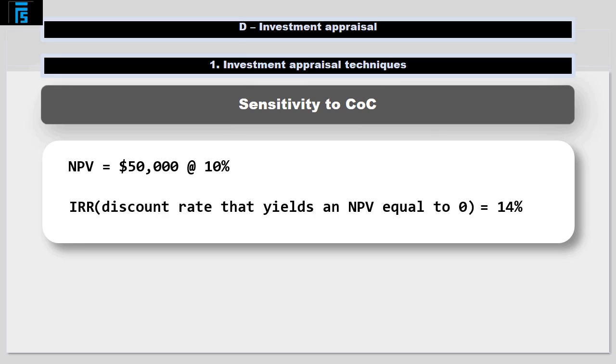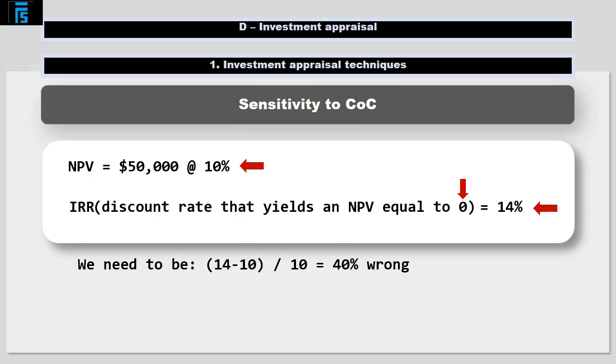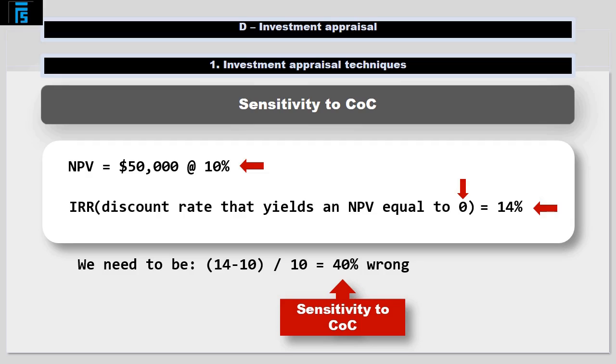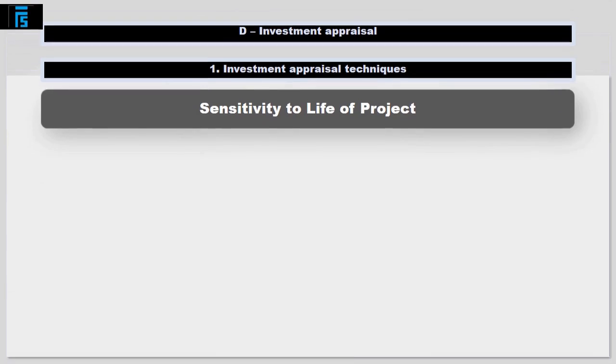This means if our estimate for the cost of capital of 10% turns out to be wrong, it will change our decision if the cost of capital turns out to be 14% or higher, because at that point the NPV equals zero. In other words, we would need to be (14 less 10) divided by 10 equals 40% wrong. We are 40% sensitive to our estimate for the cost of capital.